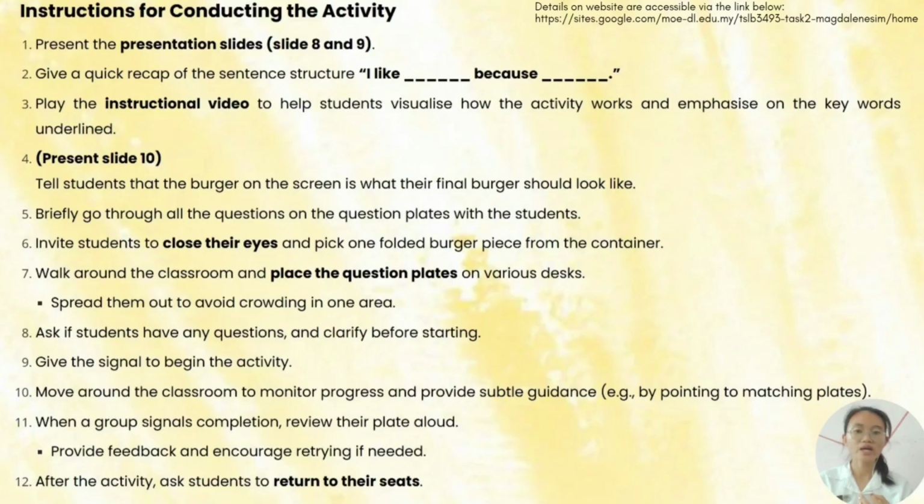When a group signals that they have completed their question plate, the teacher should review their plate by reading aloud. During the process, the teacher should provide feedback and encourage them to retry if needed. After the activity, the teacher should ask the students to return to their respective seats.